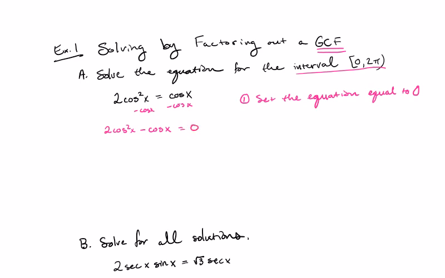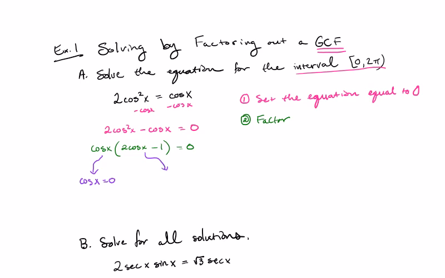And now that we have two terms that share a cosine, we can factor out the GCF. So I'm going to take out cosine of x, and it's going to leave me with 2 cosine of x minus 1 equals 0. And the reason we wanted it set equal to 0 was because if I can figure out when this factor, cosine of x, equals 0, then I don't care about what the other factor, 2 cosine of x minus 1, equals, because 0 times anything is 0.